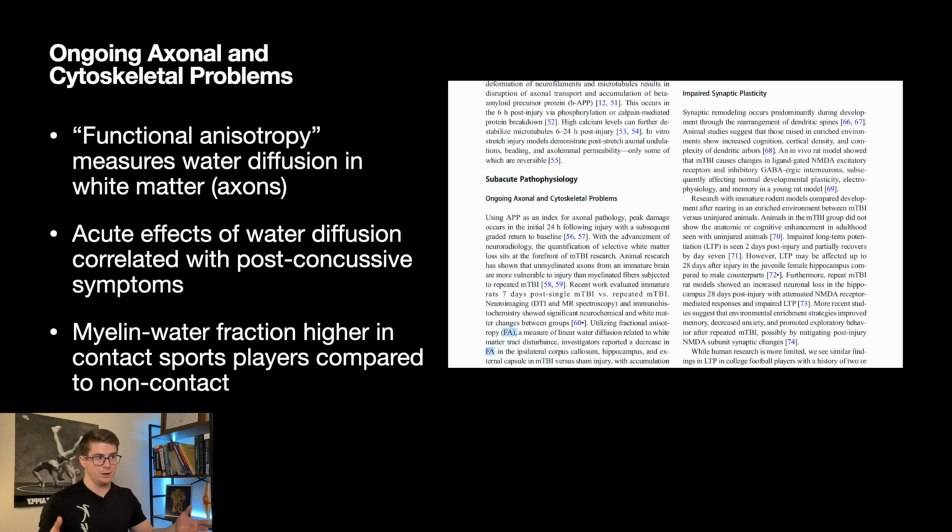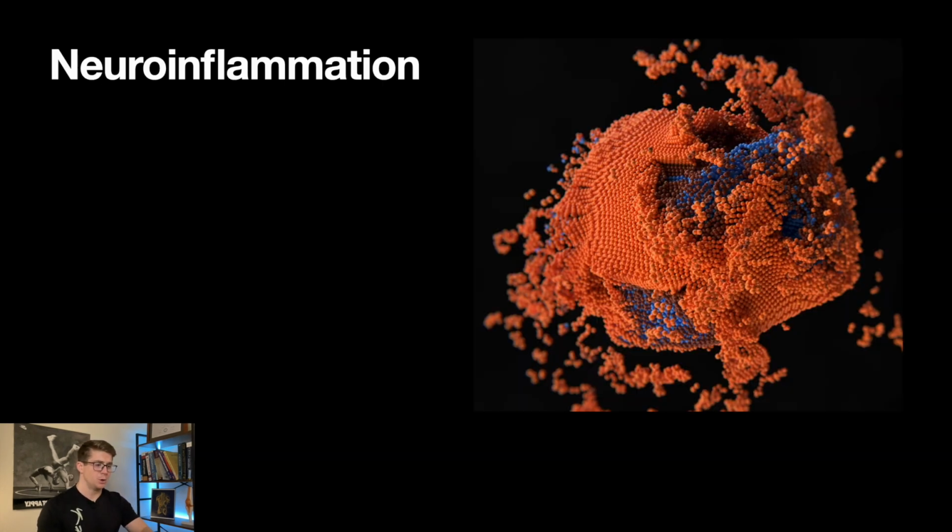If we go with something that we've seen in the past when we talk about CTE, the primary mechanism is these subconcussive blows. Now, that's not what we're talking about here, but we can see that if MWF is higher in folks that play contact sports versus those who don't, then there might be some sort of relationship there. So that's just something to keep in mind whenever they're looking at subacute pathophysiology, which is the name of this section.